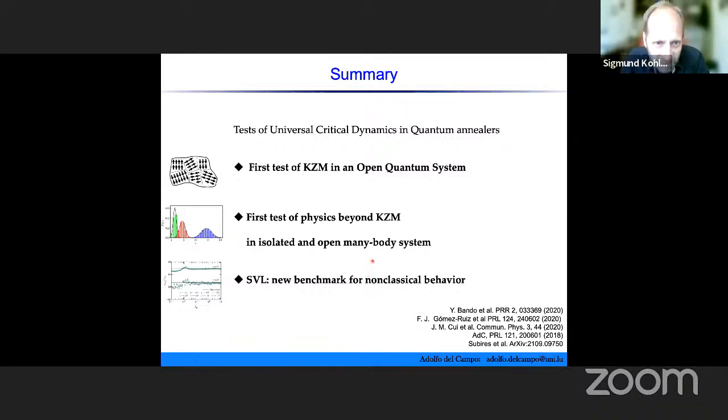Thanks a lot, Adolfo, for your very nice talk and this insight into lattice models and the use of quantum simulators. I open the talk for discussion. Are there any questions?